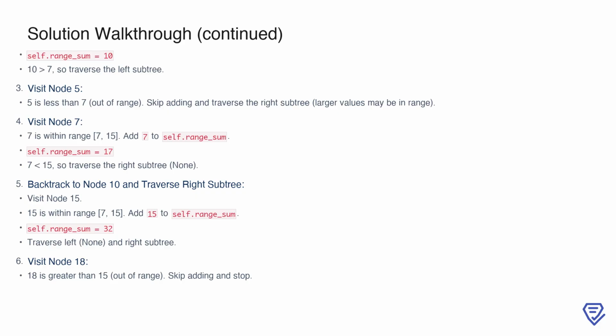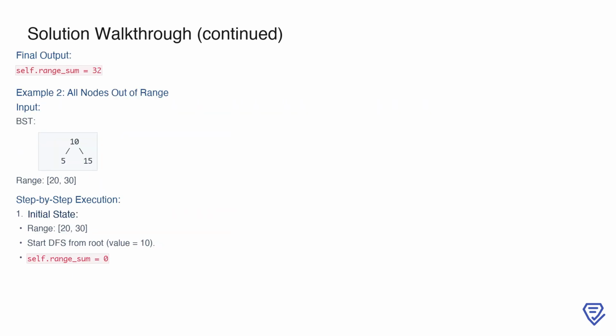Here, we visit the node with value 15, which is also within the range. Adding 15 to our sum gives us a new total of 32. From node 15, we attempt to traverse both its left and right subtrees. Its left subtree is null, and its right subtree leads to the node with value 18. Since 18 exceeds the upper bound of our range, we skip it and conclude this traversal. After traversing the entire tree, we find that our final range_sum is 32.